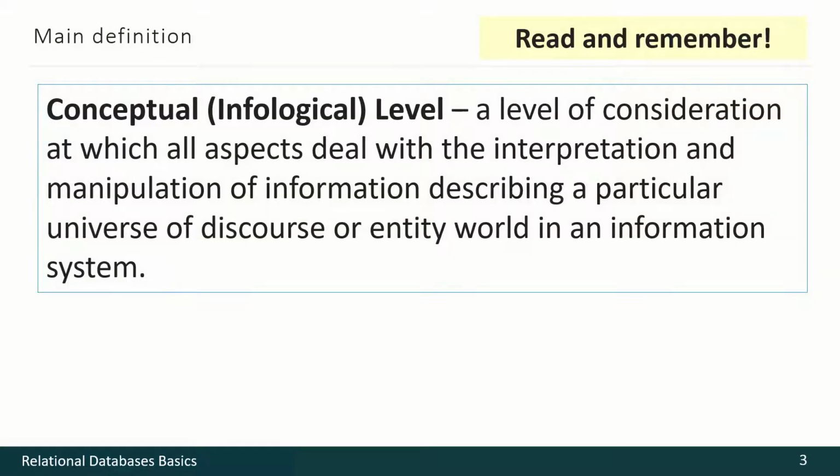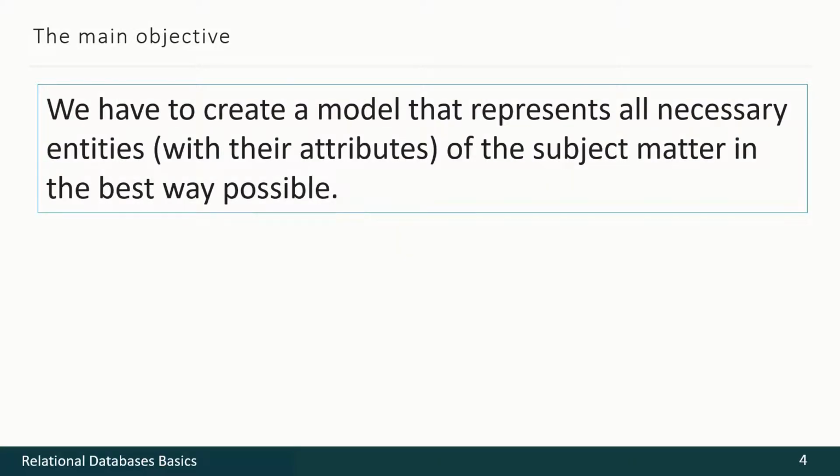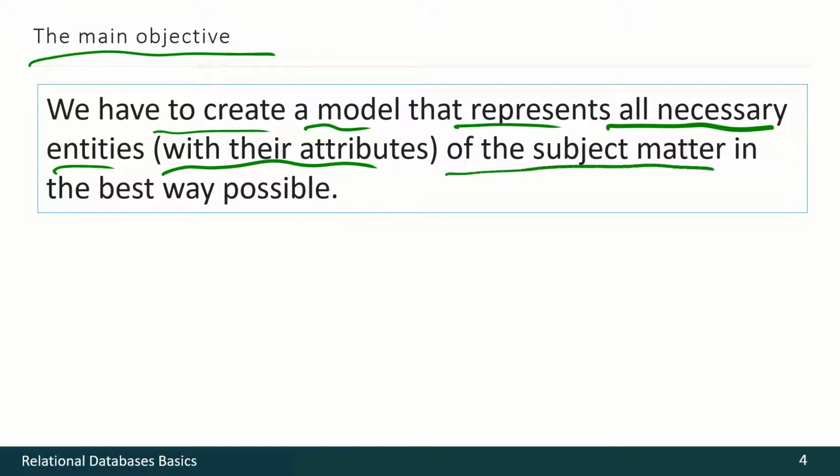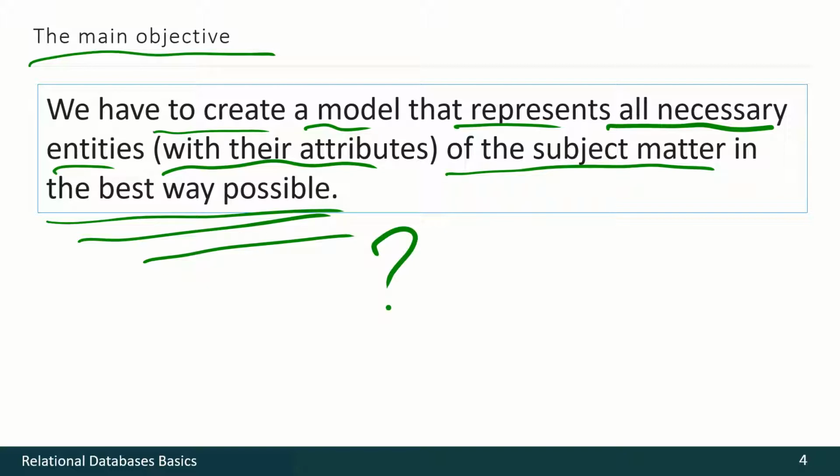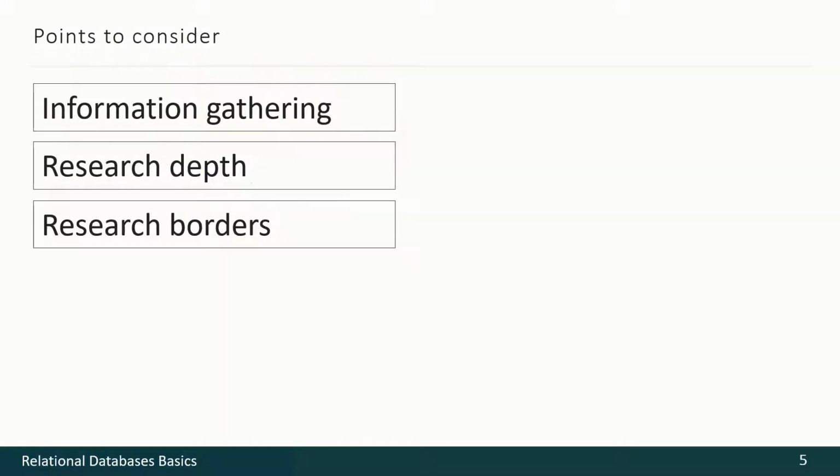If you wanna know the official definition, you may pause the video and read this text, but we now shall take some more practical approach. The main objective here is to create a model that represents all necessary entities with their attributes of the subject matter in the best way possible. How can we achieve that objective? Let's discuss. We have to consider several points, like information gathering, research depth, and research borders.